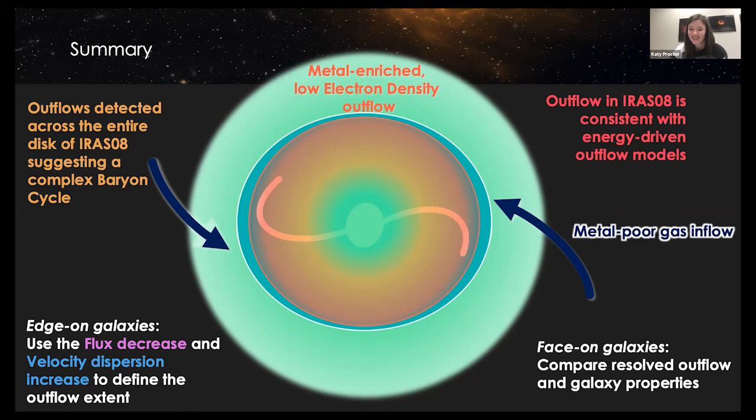Yeah. All the questions are coming in the Slack now. Okay, so one quick one. How does the observation of outflows across the entire disk in IRSO 8 relate to the observation of enhanced metallicities in a biconical structure in the edge-on galaxy? Are these galaxies thought to have different outflow structures?